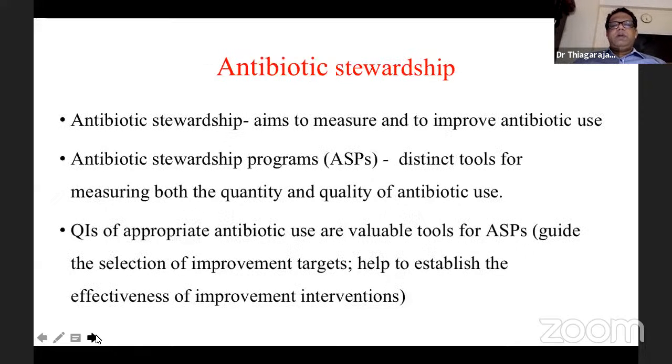It is important to have antibiotic stewardship programs in every transplant unit or liver unit. It aims to measure and improve antibiotic use. It measures not only the quantity but also the quality of antibiotic use. You have to select improvement targets, and whenever you intervene with this objective program, the effectiveness of the interventions needs to be analyzed and taken into account. Thank you, everyone.